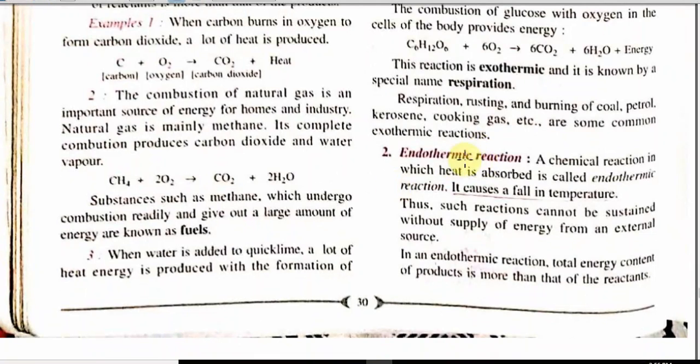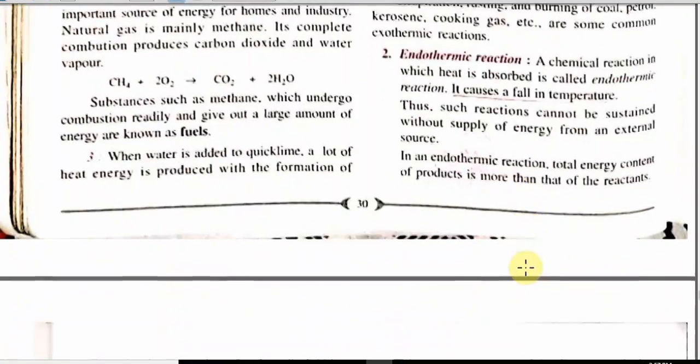So going on to endothermic reaction, you can see it is a chemical reaction in which heat is absorbed. Students, please pay attention. Heat taken in or absorbed is called endothermic reaction. It causes a fall in temperature. Such a reaction cannot sustain without supply of energy from an external source. In an endothermic reaction, the total energy content of the products is more than that of the reactants.